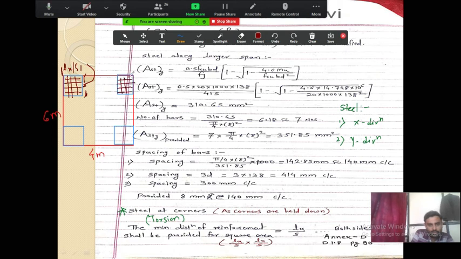Like this. Here also it will be the same. Extra steel is provided over here at all four corners. This is known as corners held down, and this reinforcement is provided to resist the torsional effect or torsion.